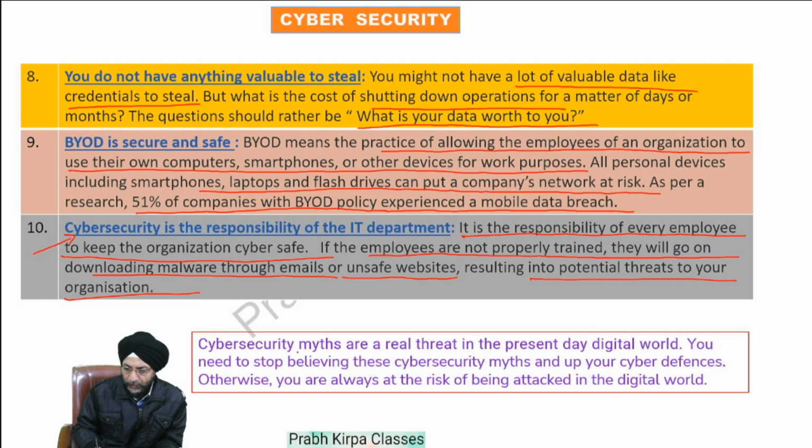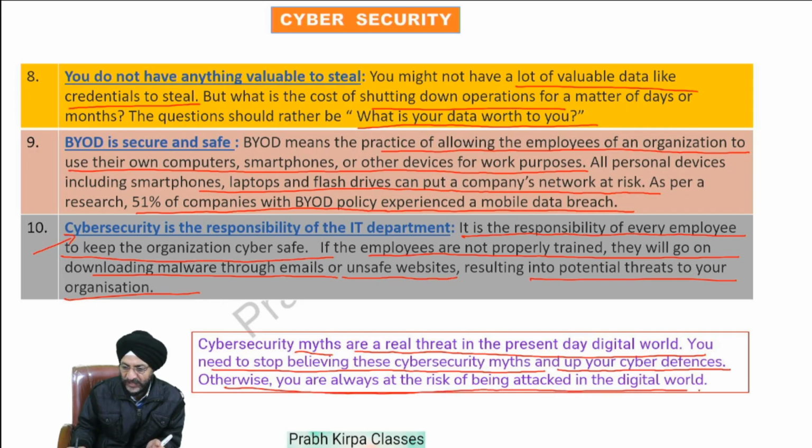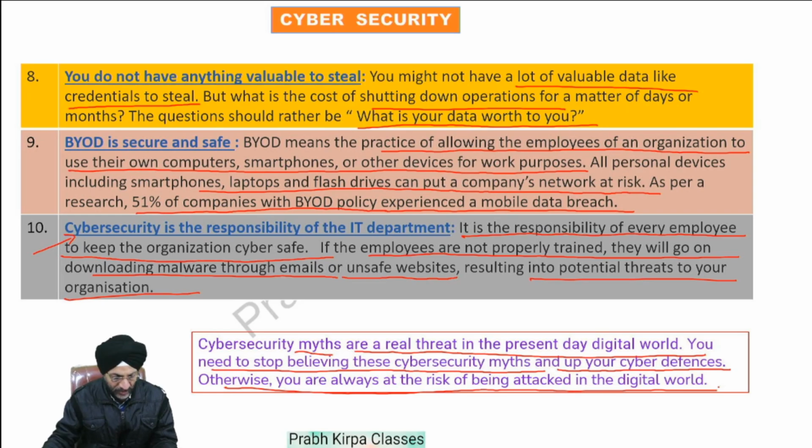Cybersecurity myths are a real threat in the present day digital world. You need to stop believing these cybersecurity myths and up your cyber defenses. Otherwise, you are always at the risk of being attacked in the digital world.